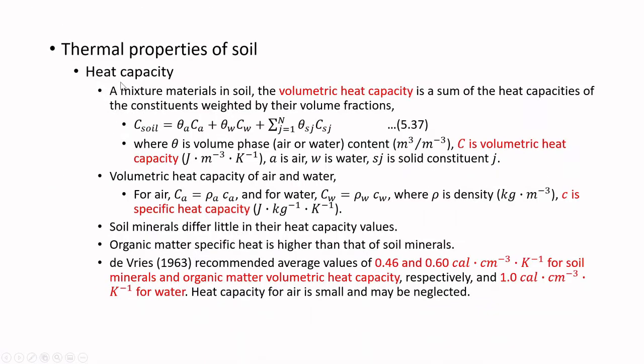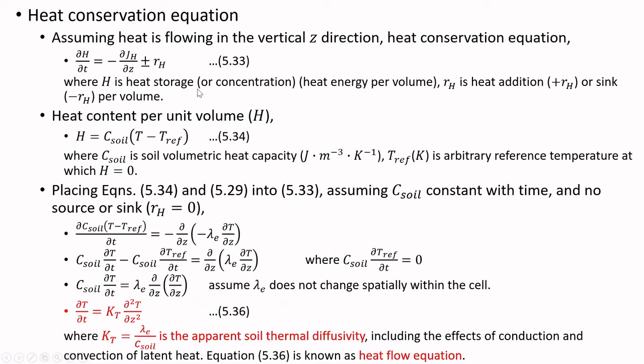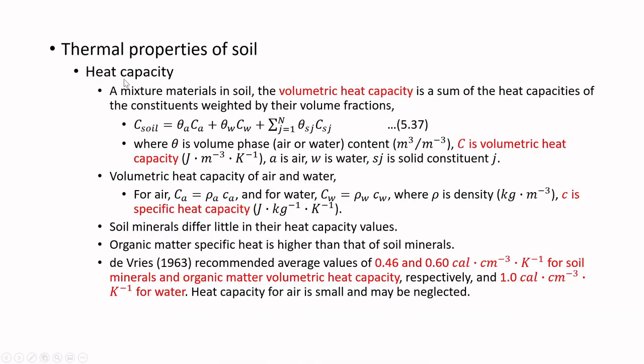Okay, so now let's look at the thermal properties of soil. First, heat capacity. Just now we showed this heat storage. Heat storage has a C-soil, the soil volumetric heat capacity. So now we're trying to look at what the soil volumetric heat capacity is. Soil is a mixture of materials. The volumetric heat capacity is a sum of the heat capacities of the constituents weighted by their volume fractions.